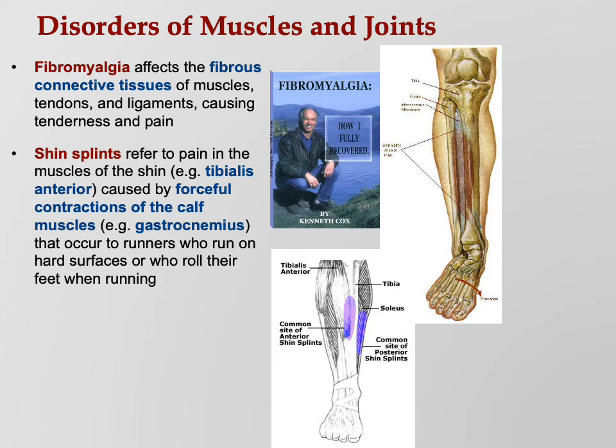And shin splints, runners get these, so tibialis anterior, often from running on hard surfaces. I know I used to run cross country in high school, and I hated running on pavement. I always would rather run on ground. There's more give, so always try to run on the ground.